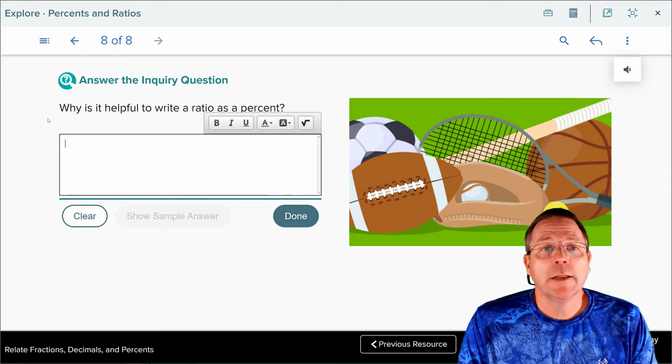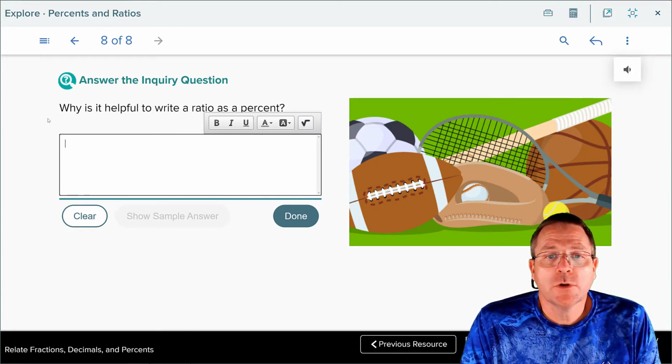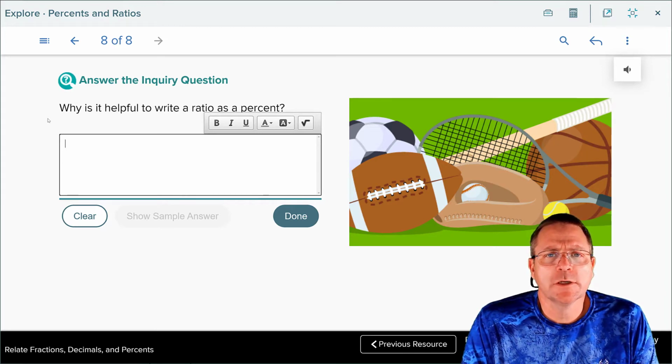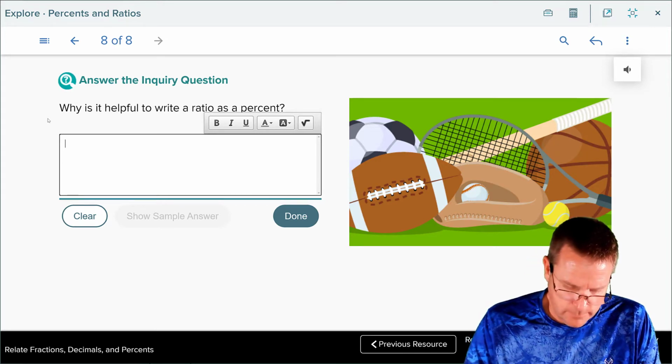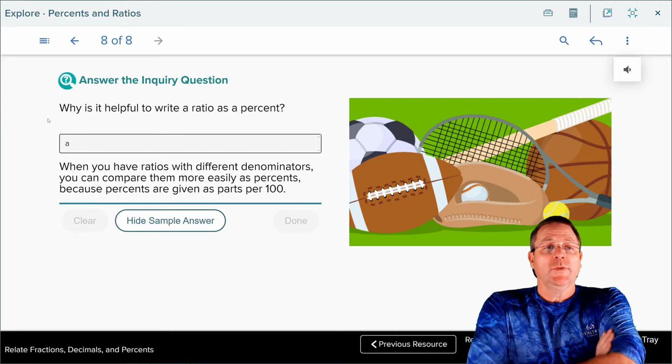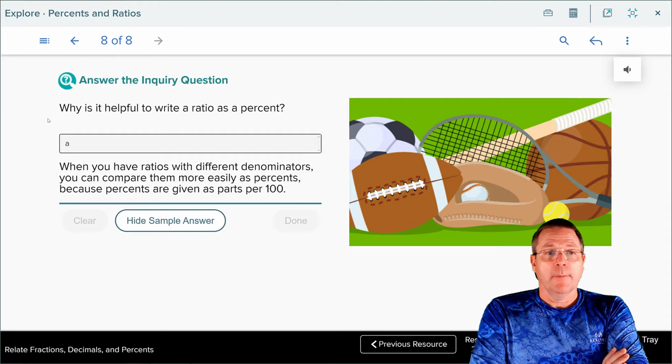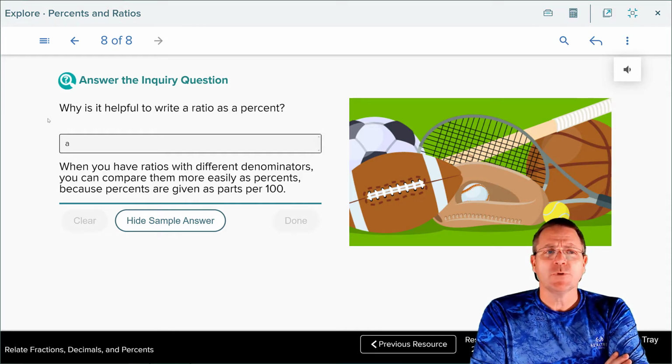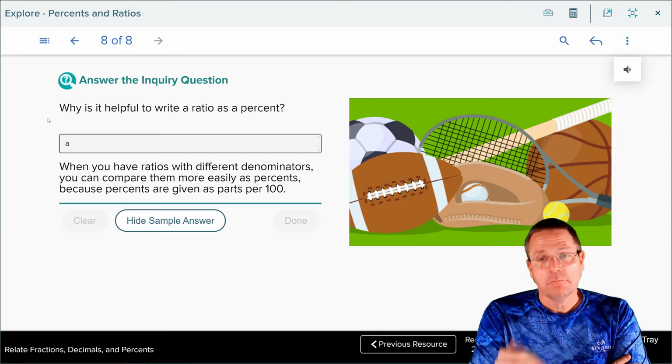So, why is it helpful to write a ratio as a percent? You pause the recording and type in an answer, and then we'll see what the textbook said. Our textbook said when you have ratios with different denominators, you can compare them more easily as percents, because percents are given as parts per 100. Makes sense to me.